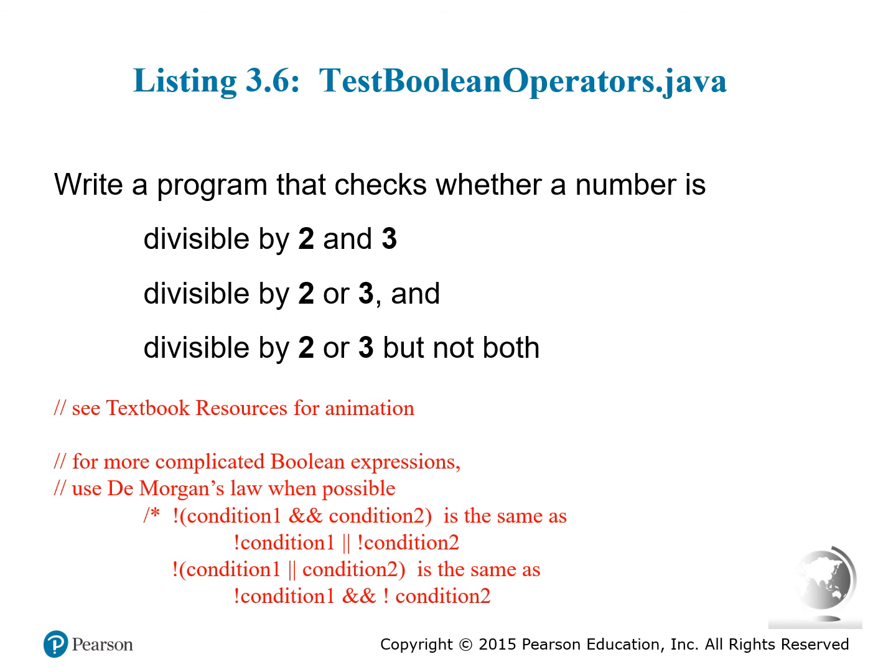Please refer to Listing 3.6 in your textbook for an example program using the logical operators. This program will check if a number is divisible by 2 and 3 using the double ampersand sign, by 2 or 3 using the double bar, and by 2 or 3 but not both using the caret. As our Boolean expressions increase in complexity, we can use De Morgan's law to simplify. The application of De Morgan's law is beyond the scope of this class, but it's mentioned for completeness and for the benefit of the curious student.